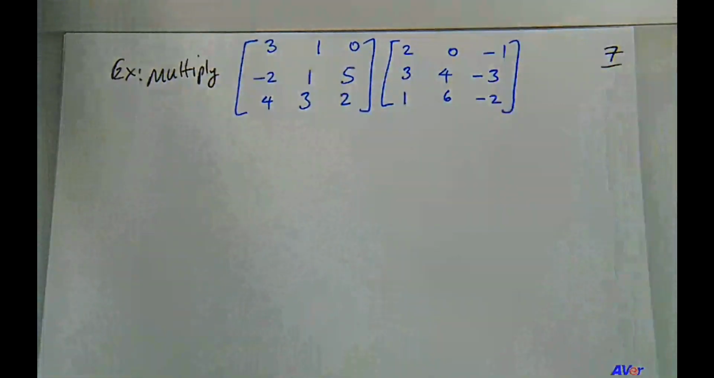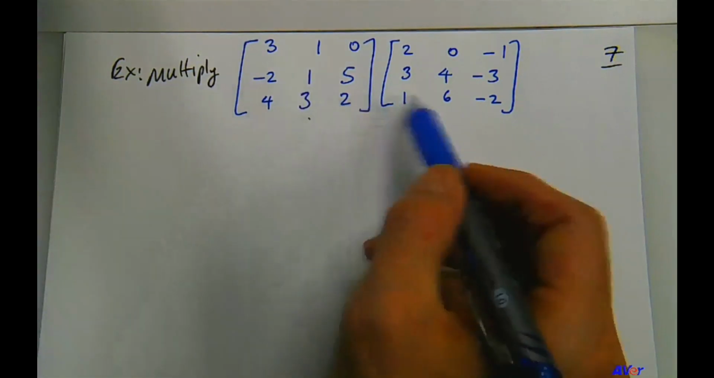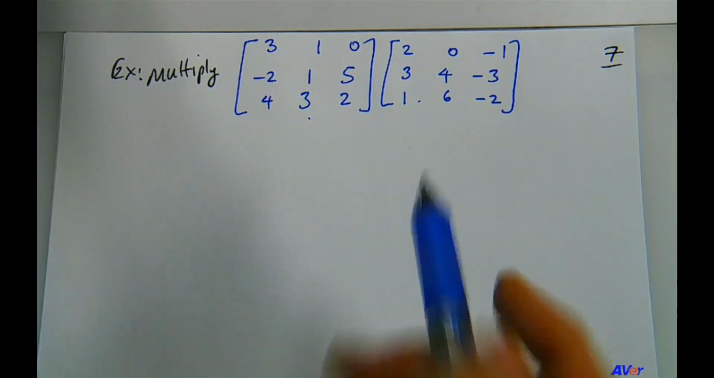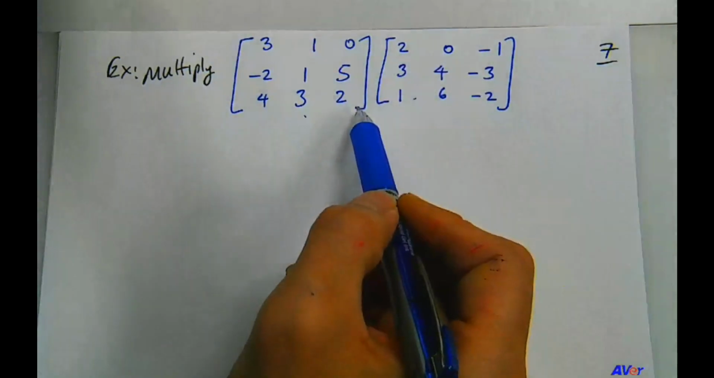Okay, both of these are square matrices. With square matrices, you can always multiply them. But remember, the order is still important, because if you multiply this matrix by that, you know you're going to get a 3 by 3 matrix, another square matrix of the same size.